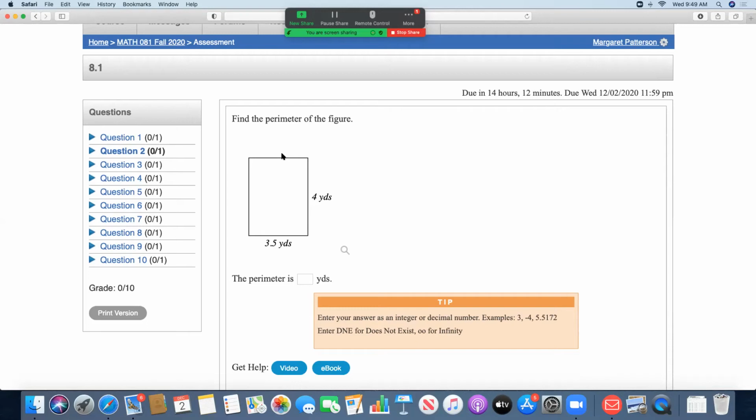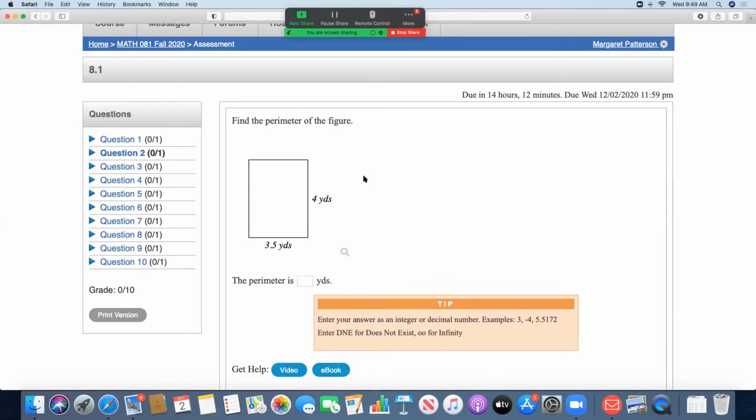Does somebody have a different one? Yes, actually in the homework for number 2, it had different answers in different places. Okay, so can you tell me what the problem was, or do you want me to go to your homework?